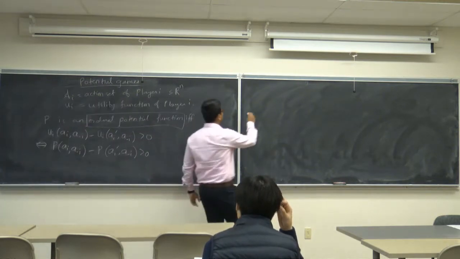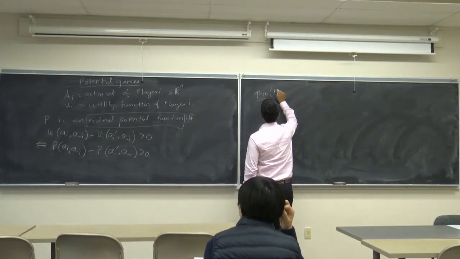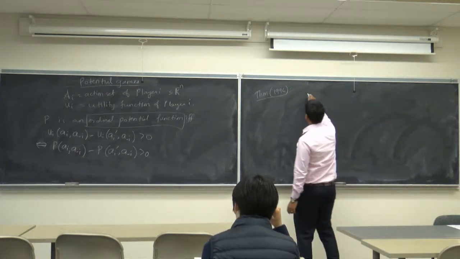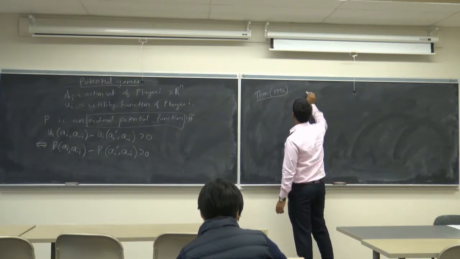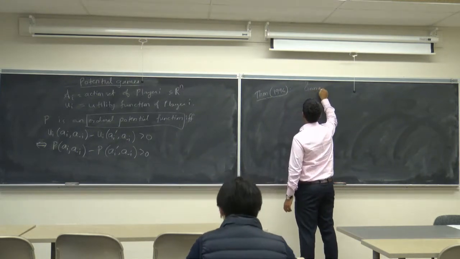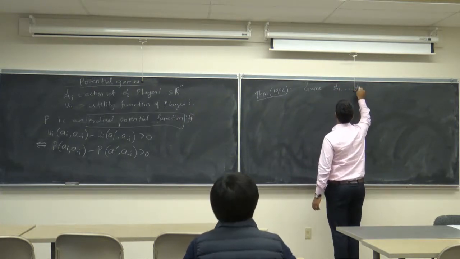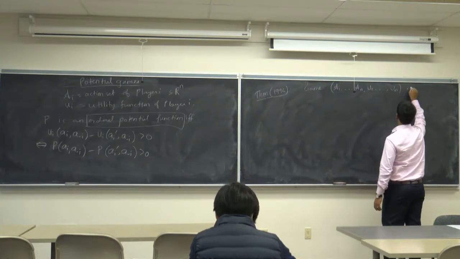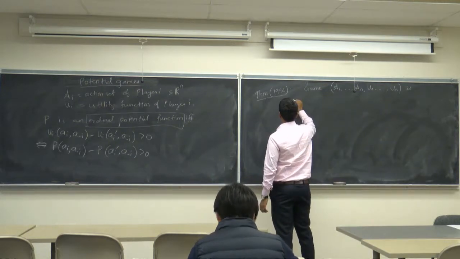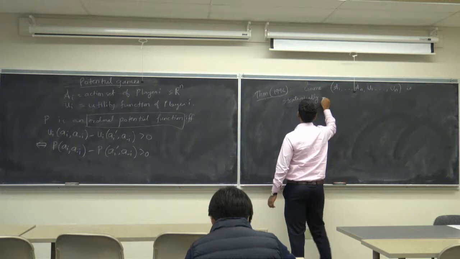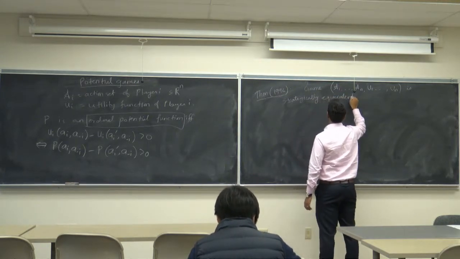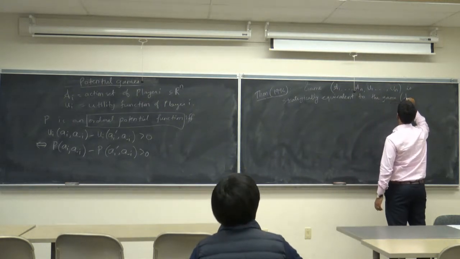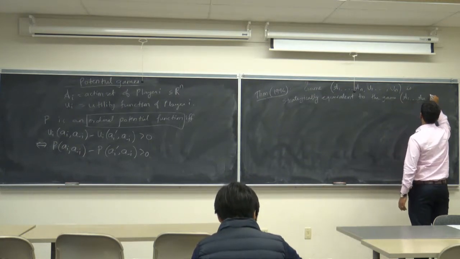And the result is the theorem by Monderer and Shapley, that the game with action sets A1 through AN and utilities U1 through UN is strategically equivalent to the game with action sets A1 through AN and potential P for every player.